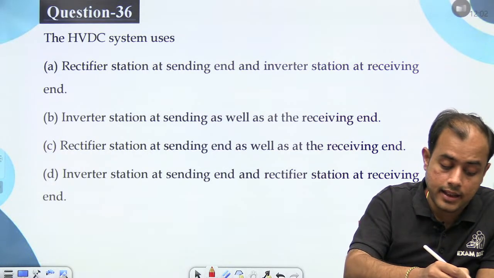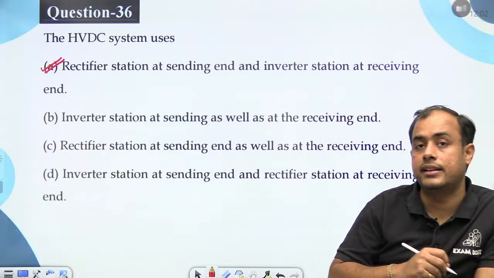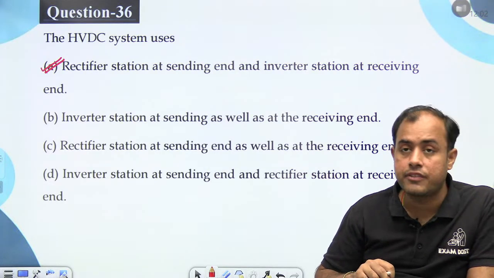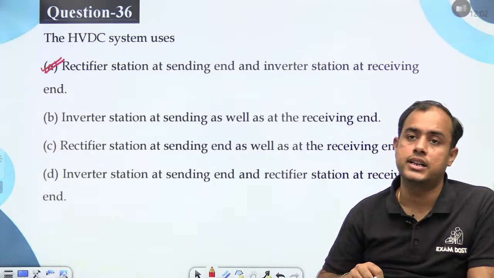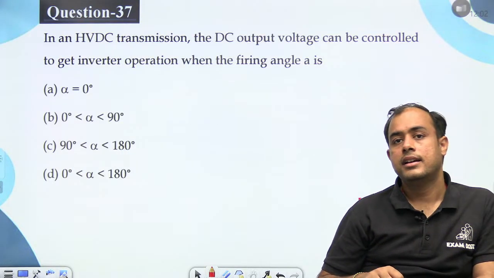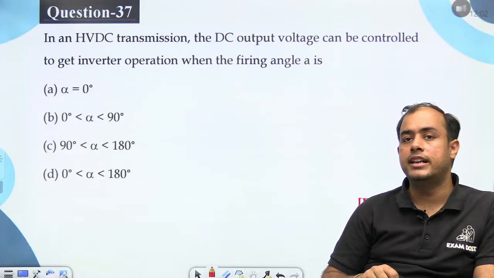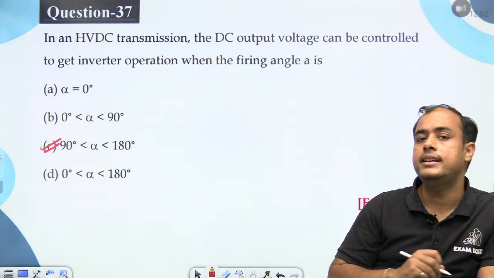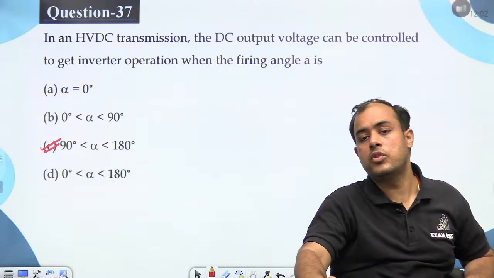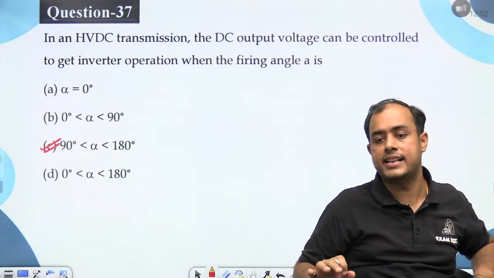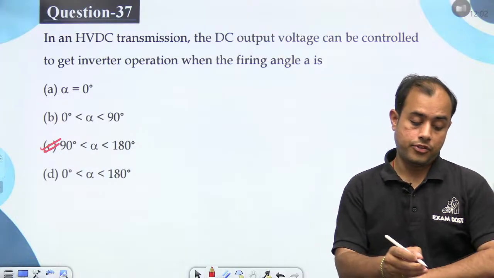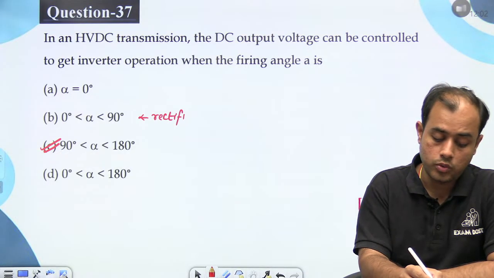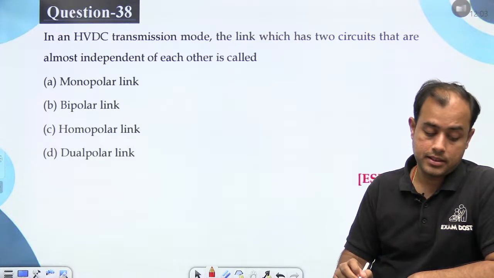HVDC uses rectifier at sending end. It will convert the generated AC into DC, and the receiver will have an inverter which will convert DC to AC. DC voltage can be controlled to get inverter operation. ESE 2020. For alpha 90 to 180, rectifier operates as an inverter. For alpha 0 to 90, it is rectifier. For 90 to 180, it becomes inverter.